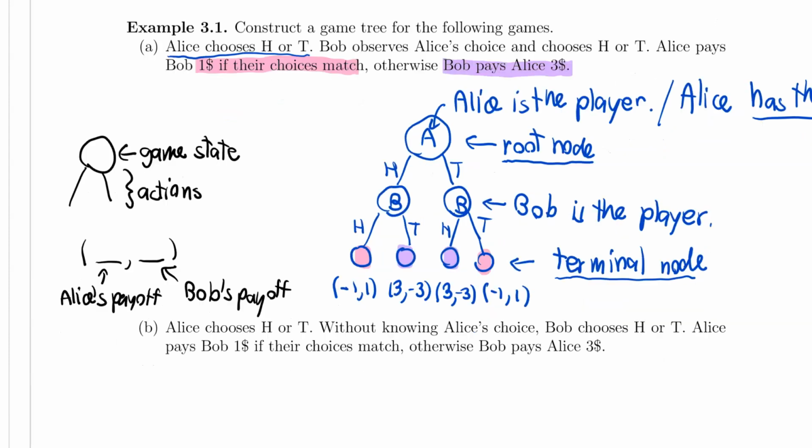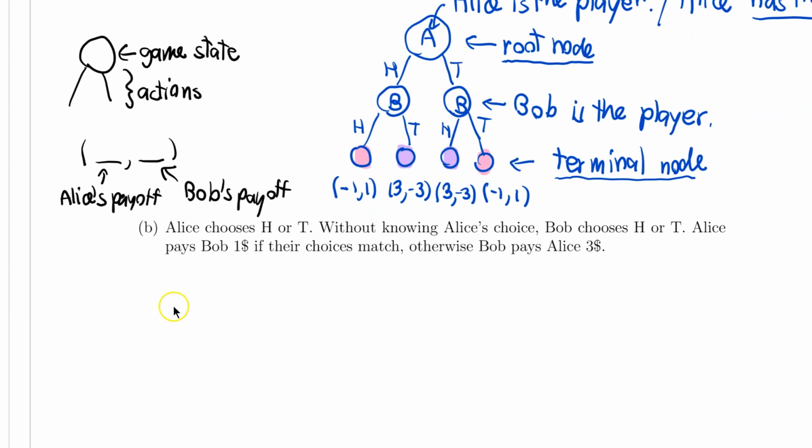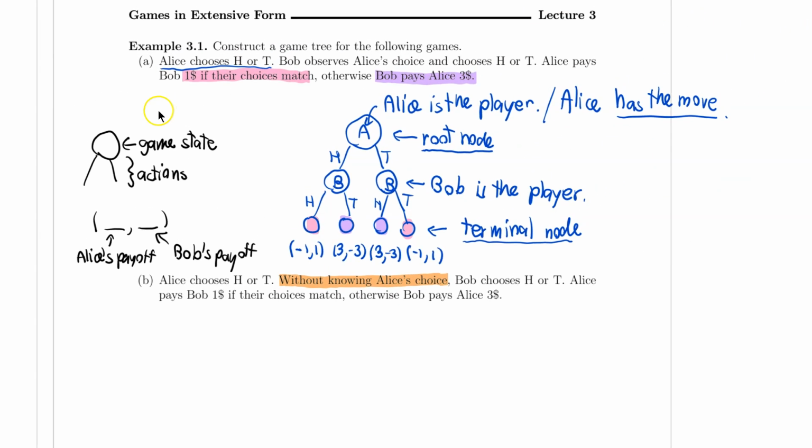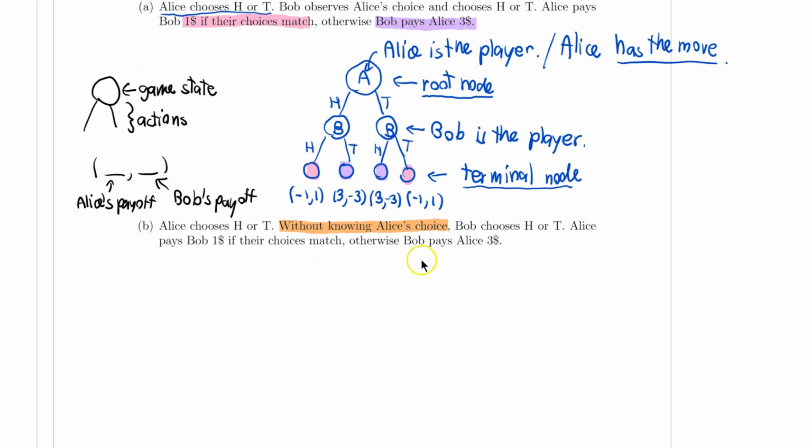Let's now take a look at part B here. This is actually the same game as part A, but the difference is that Bob will not know what Alice chooses. You can see that in the first game Bob cheats a little bit because he can see what Alice does. If I am Bob and I see that Alice plays head, then I can just choose the same thing so that I get money from Alice. So Bob is cheating a little bit here. Part B fixes that. Now Bob is not going to see Alice's choice. That is the only difference.